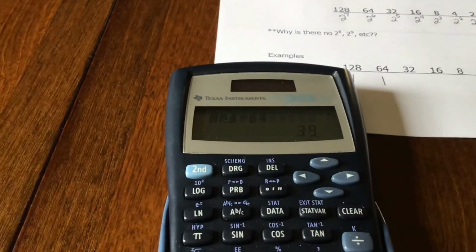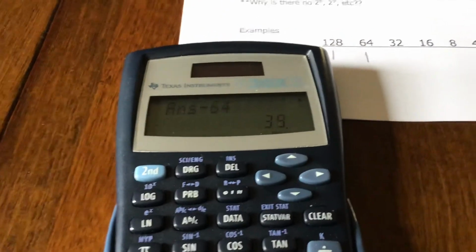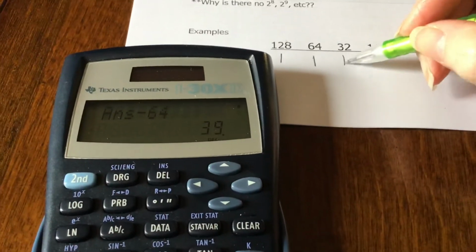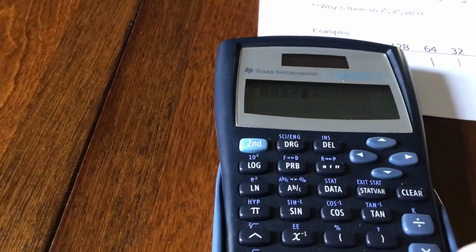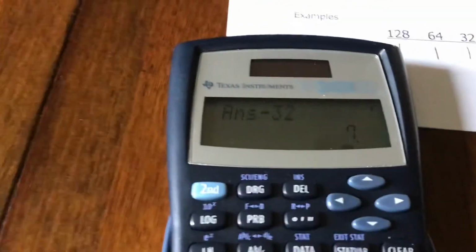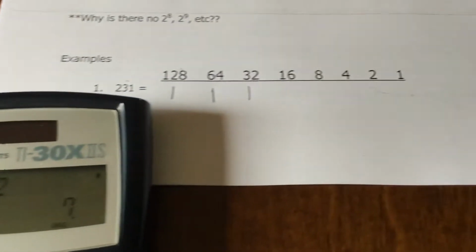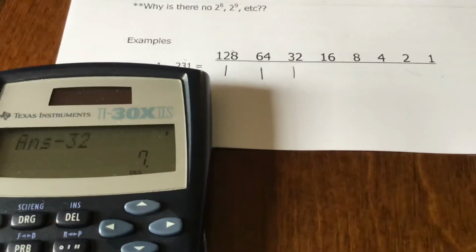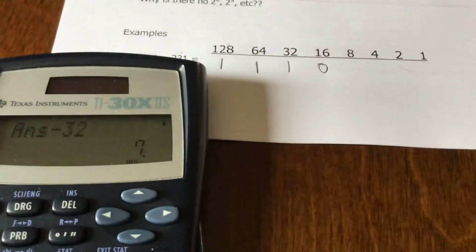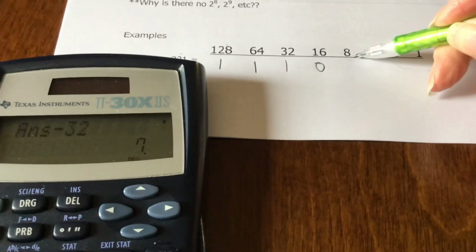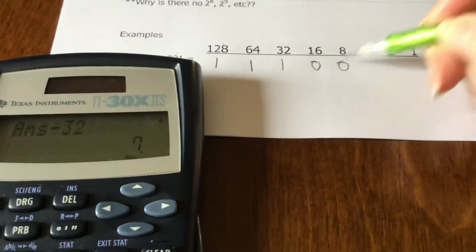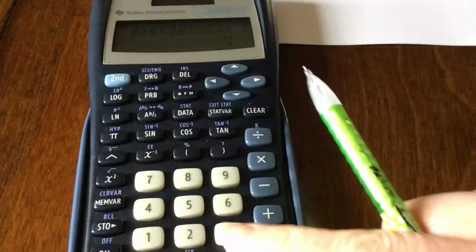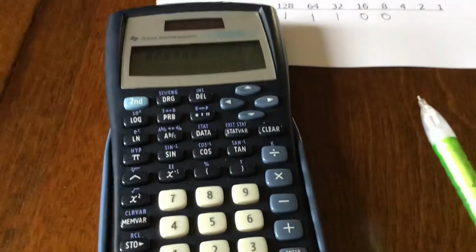Okay. Can I subtract the next piece, which is a 32? Yes, I can. So I'm going to go ahead and do it. Our next step is 16. Can I subtract 16 from what I have left on my calculator? No, I only have a 7 left on my calculator. Can I subtract an 8? No, I cannot. Can I subtract a 4? Yeah, I have enough here that I can subtract a 4. Minus 4.